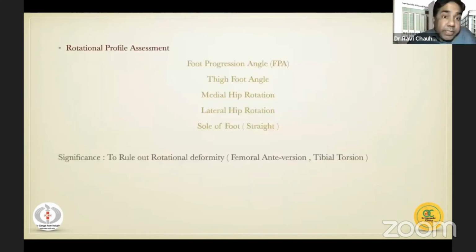Now, moving to the rotational profile assessment. Foot progression angle was given by Staheli, and it is very important in genu valgus or genu varus cases, because genu valgus could be because of a hip cause, rotation at the hip, femoral antiversion, or it could be because of tibial torsion. This rotational profile assessment can tell you whether the deformity is because of the tibia or because of femoral antiversion. This is the significance: to rule out rotational deformity.